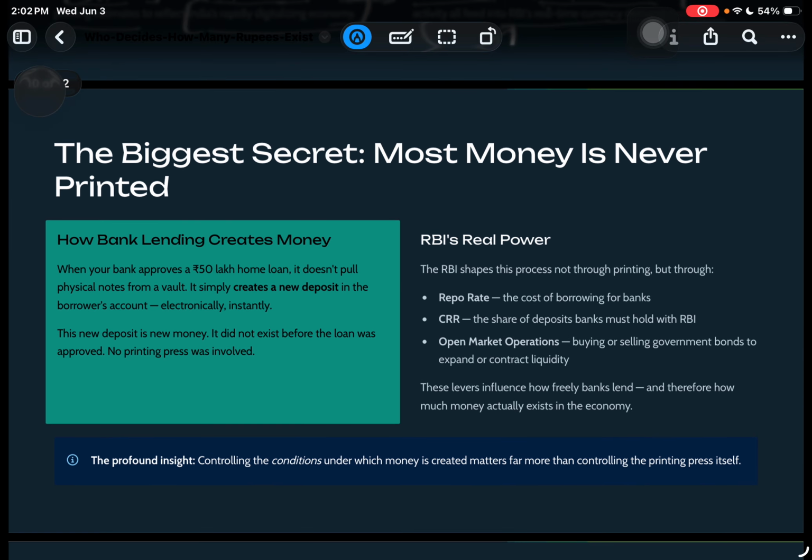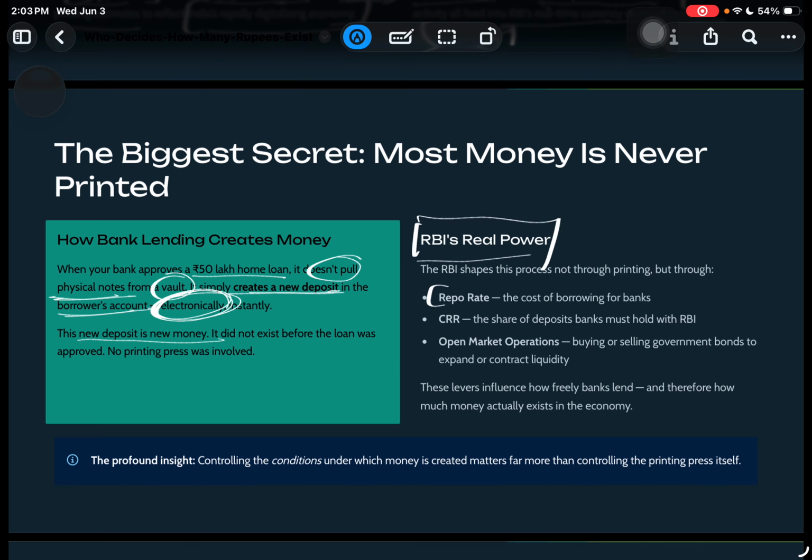So, most money is never printed. When a bank approves a 50 lakh home loan, it doesn't pull physical notes from the vault. It creates a new deposit in the borrower's account electronically. Right? This new deposit is basically new money which is electronically generated. It never existed before the demand for a loan. Right? How does RBI influence that?